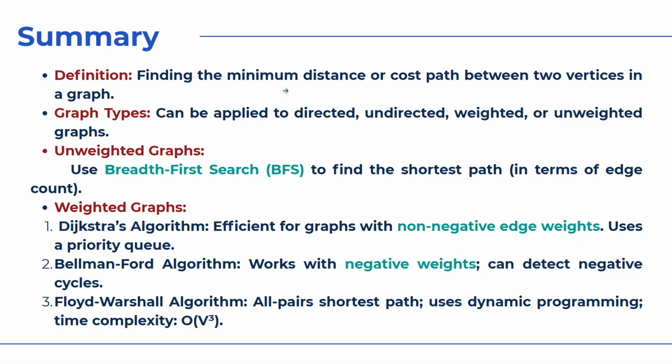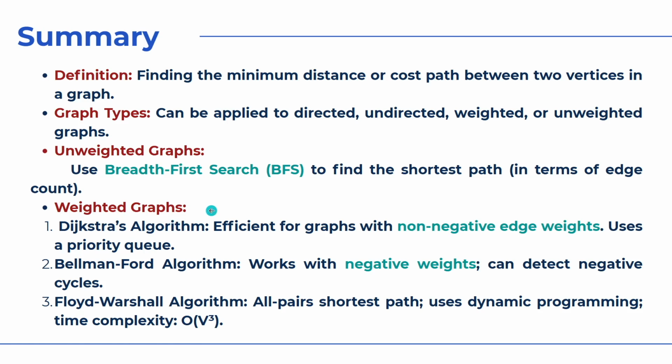To summarize what we have seen so far, we were studying the shortest path problem, and our objective is to find the minimum distance or minimal cost path between two vertices in a graph. This algorithm can be applied to all sorts of graphs, like directed, undirected, weighted and unweighted. But to be specific, when you talk of an unweighted graph, it is better to go with breadth first search, which we learnt before with graph traversals.